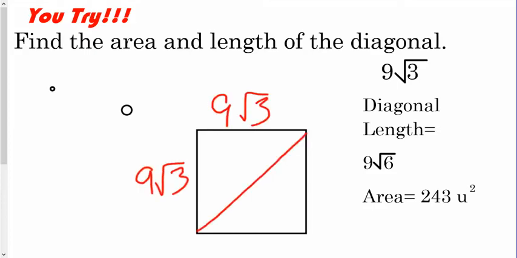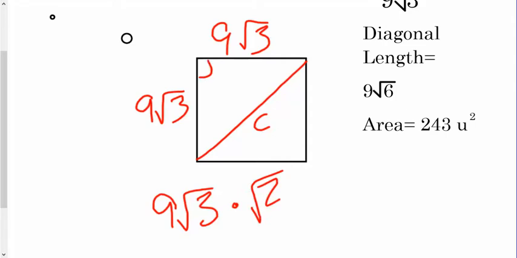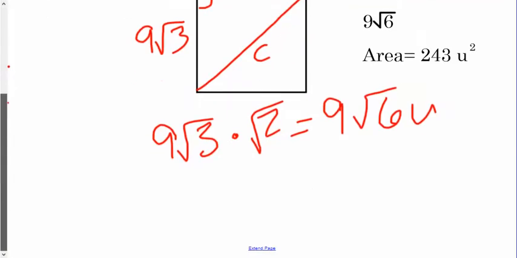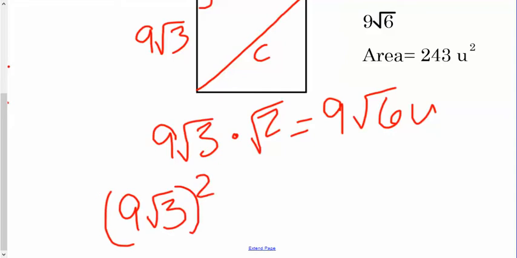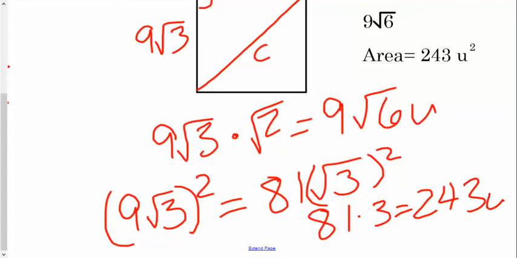Alright, square. So we were told the side lengths were 9 square roots of 3. So that means the diagonal, the hypotenuse there, has to be 9 times square root of 3 times the square root of 2, because that's an isosceles right triangle. So square root of 2 times square root of 3 equals the square root of 6. So it would be 9 square roots of 6 units. What is the area, it asks? Well, the area would be 9 square roots of 3 squared, because we're talking about a square, which would be 81 times the square root of 3 squared, or 81 times 3, which is 243 units squared.